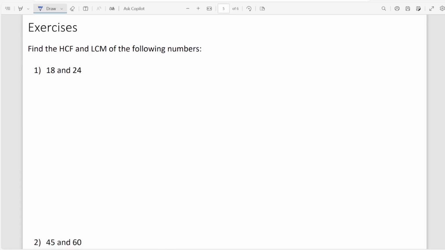All right, so here's a bunch of exercises. For each of them, you should find the HCF and the LCM, okay, for each pair of numbers. You should pause the video for each of them, try to find it on your own. Now I will solve it. We have 18 and 24. Let's prime factorize each of them.